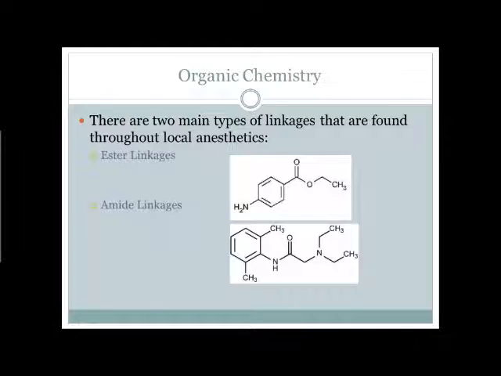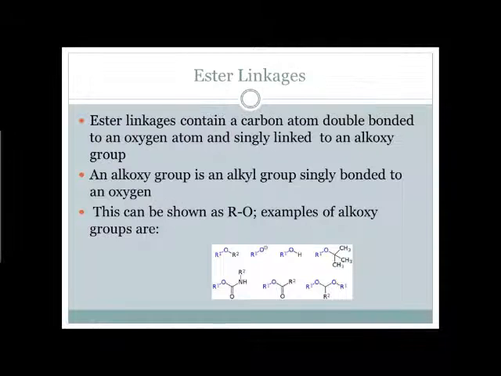There are two main types of linkages that are found throughout local anesthetics. One is ester linkages, and the other is amide linkages. Ester linkages contain a carbon atom double bonded to an oxygen atom, and it is also linked with a single bond to an alkoxy group. An alkoxy group is an alkyl group singly bonded to an oxygen.